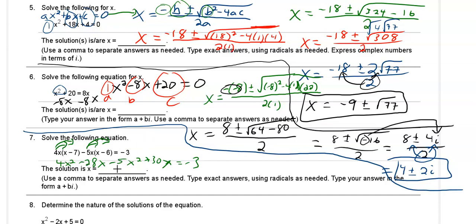So we get 4x squared minus 5x squared, which is negative x squared. I guess that's different than just a 1, but let's just see where this problem goes. So we combine the x squareds together. Negative 28x plus 30x gives me positive 2x. And then it equals negative 3.